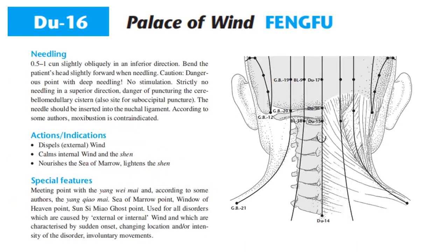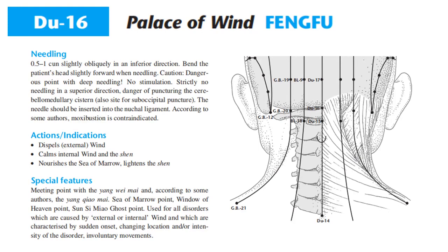Needling: 0.5 to 1 cun, slightly obliquely in an inferior direction. Bend the patient's head slightly forward when needling. Caution, dangerous point with deep needling. No stimulation. Strictly no needling in a superior direction. Danger of puncturing the cerebellomedullary cistern. Also cited for suboccipital puncture.